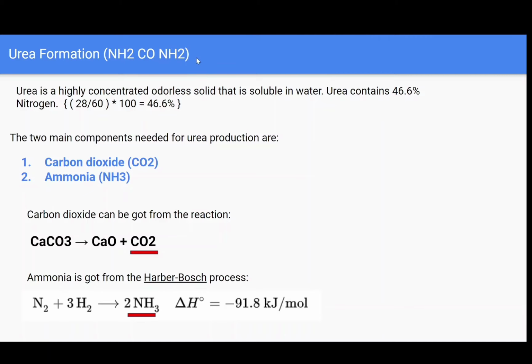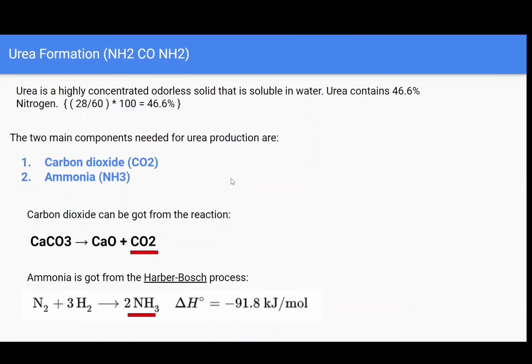We can see that it contains 2 nitrogen atoms, and each nitrogen atom has an atomic mass of 14, so that makes 28. Then we add the atomic masses of the rest of the elements to get 60. So 28 divided by 60 times 100 gives us 46.6%. Now, the 2 main components needed for urea production are carbon dioxide and ammonia.